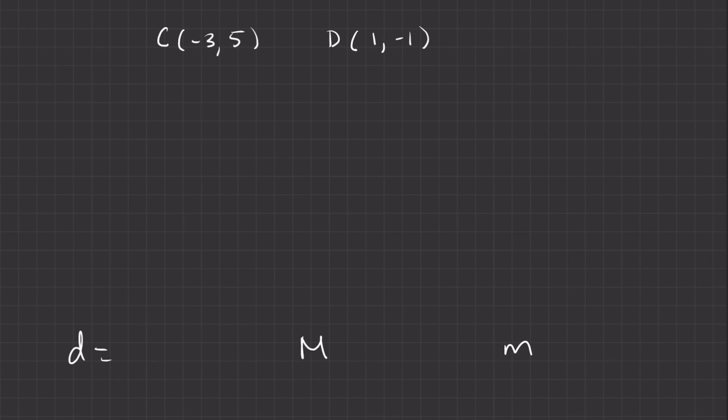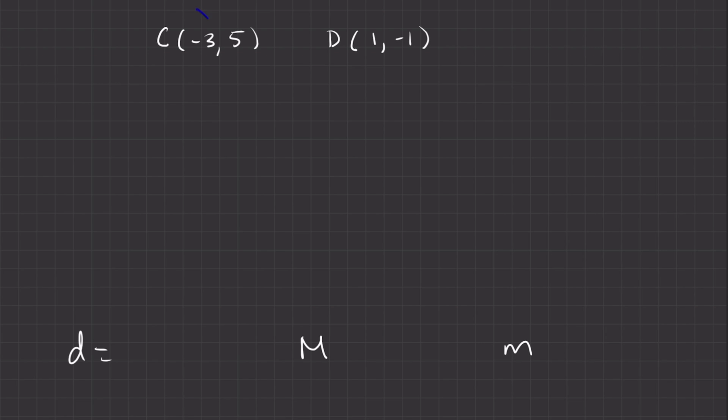Okay, so let's say that I give you 2 points where C is -3, 5, and then we have point D, which is 1, -1. And I say, okay, let's figure out the distance, and then the midpoint formula, and then the slope, okay? What I would recommend that you do is just do the easy ones first, and then the distance formula later. But first, let's go ahead and take a look at these 2 points. I'm gonna go ahead and differentiate them.